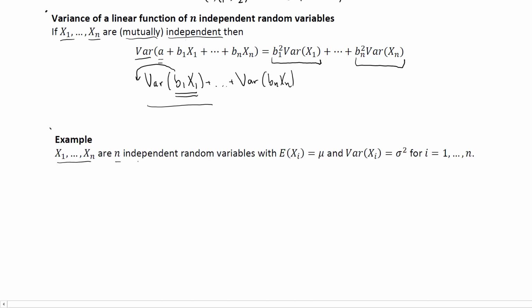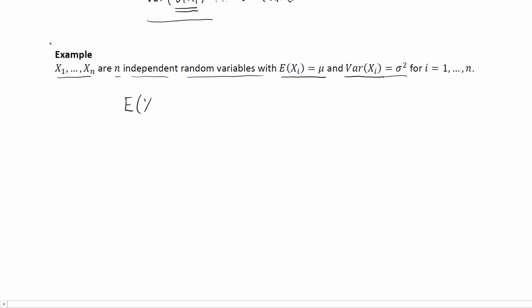x1 through xn are n mutually independent random variables. The expected value of each of the random variables is equal to mu. They all have the same expected value. The variance of each random variable is equal to sigma squared. Then the expected value of the sum of these random variables will be equal to, and note that we don't need the independence assumption for this, expected value of x1 plus all the way to expected value of xn. Each one is equal to mu, so it's mu plus mu plus mu, n times, and it comes out to be n times mu.